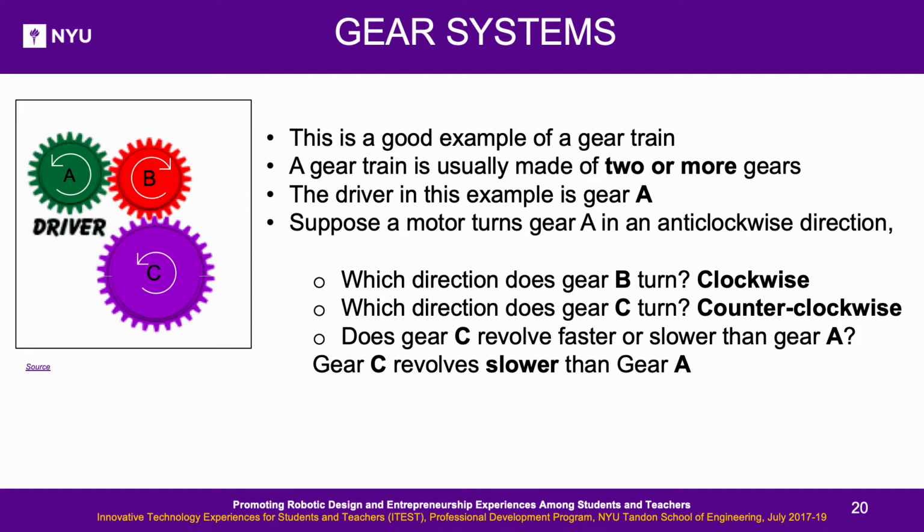Gear systems. Gear B turns in a clockwise direction. Gear C turns in a counterclockwise direction. Gear C revolves slower than gear A, due to the large size of gear C.